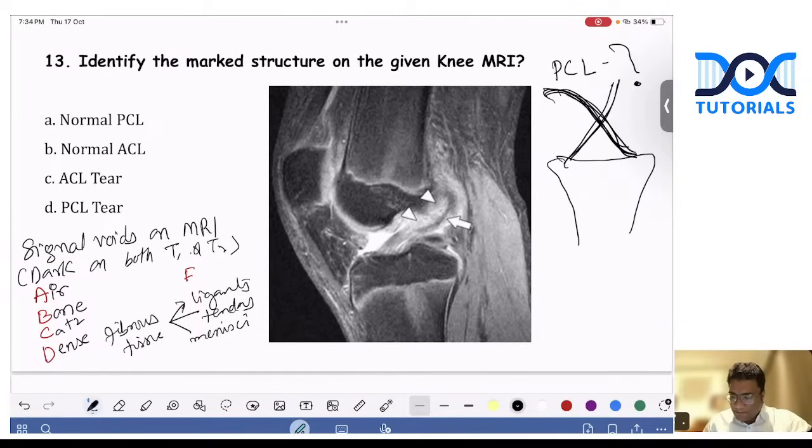They'll be black normally. They're all hypo signal. ACL and PCL are all black. Normally they should be black. There will be signal whites if you see fluid, there'll be all whitish areas like this.